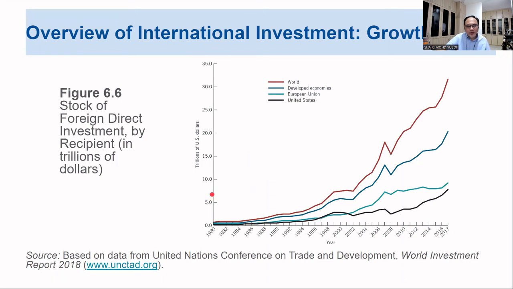So it is obvious that the growth of FDI is very high, but the graph will probably drop in 2019 because of COVID. This is the world amount of FDI by recipient, the stock of foreign direct investment by recipients.